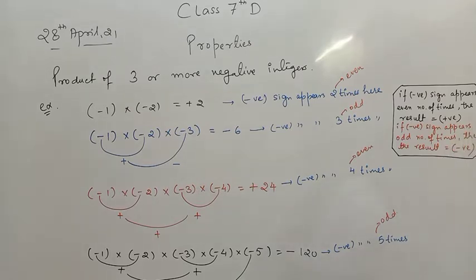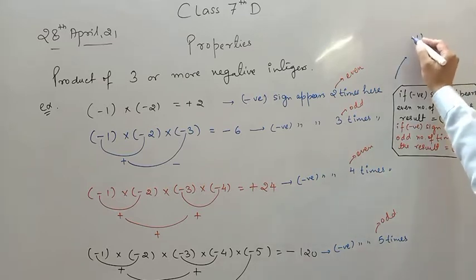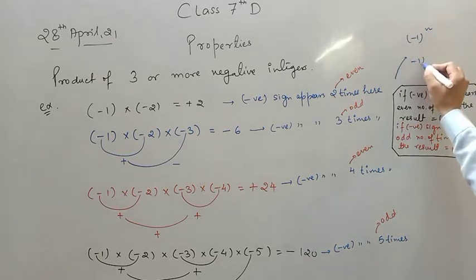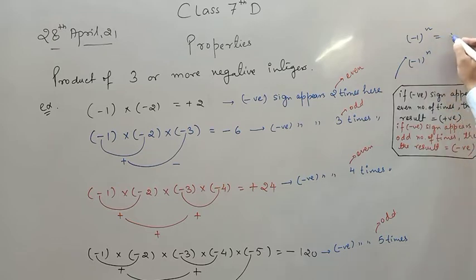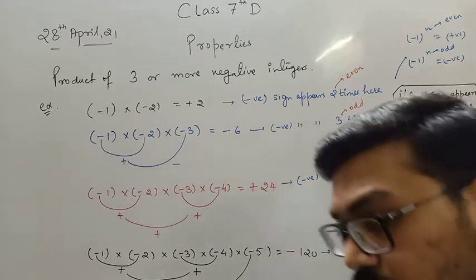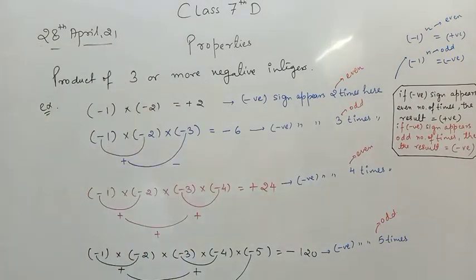In higher classes, this is expressed as -1 to the power n. The result is positive when n is even, and the result is negative when n is odd. So I just request you, please note down all these things because they will be very beneficial for you all.